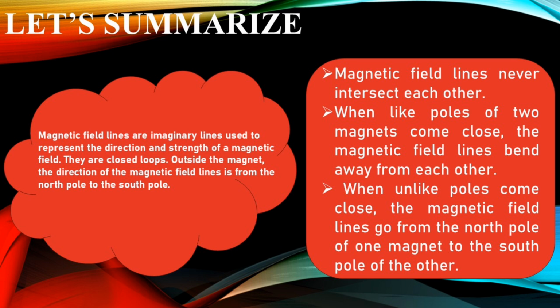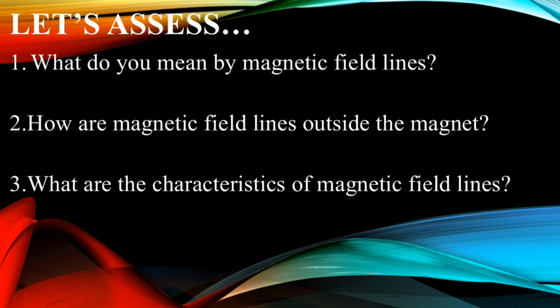Now, let's check your understanding with three quick questions. Think of your answers. The first question is, what do you mean by magnetic field lines? Yes, correct answer. Second question, how are magnetic field lines outside the magnet? Very correct answer. And final question, what are the characteristics of magnetic field lines? Very good.